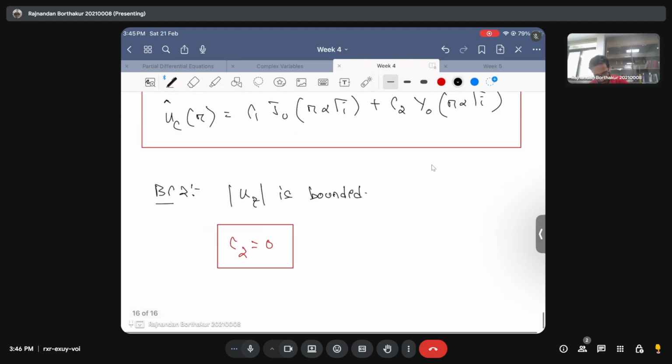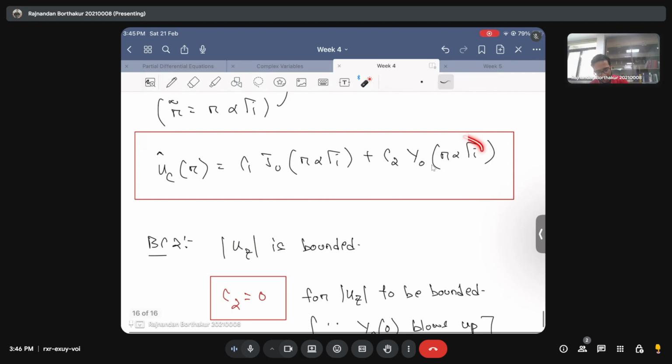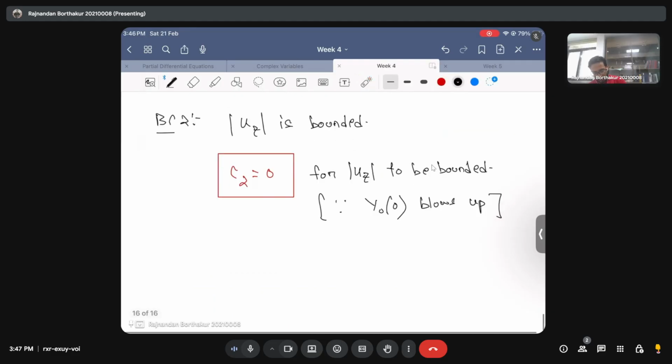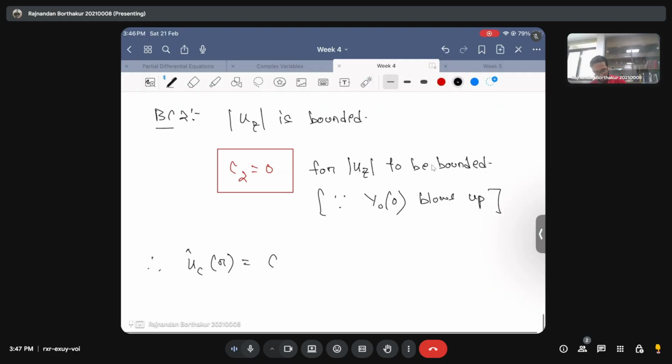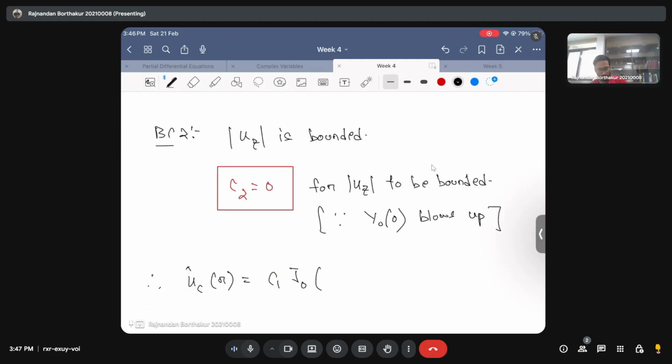This is necessary for uz to be bounded. And the reason is, since Y0 at r equal to 0 blows up, the only way I can have this term bounded is to choose c2 equal to 0. So therefore, your complementary function uc hat of r is going to be just some c1 times the modified Bessel function of the first kind of order 0, times r alpha root I.